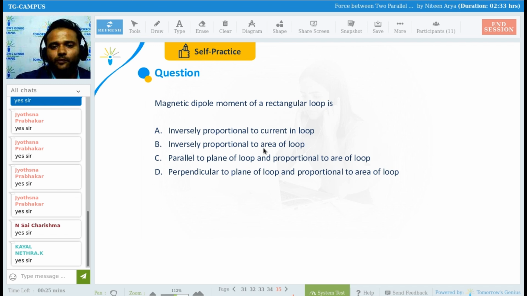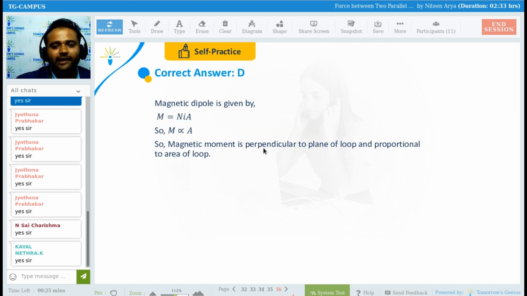Okay. So, the magnetic dipole moment of a rectangular loop is. Tell me which one is the correct one: A, B, C, D. Please select the correct option. Parallel to the plane of paper, or perpendicular. As we know, magnetic moment equals N I A, M is directly proportional to A, and the magnetic moment is perpendicular to the plane of the paper, proportional to the area of the loop. As simple as that. Clear, everyone?